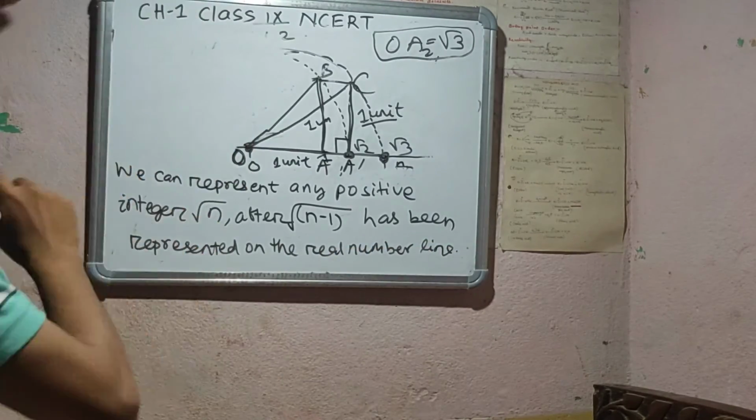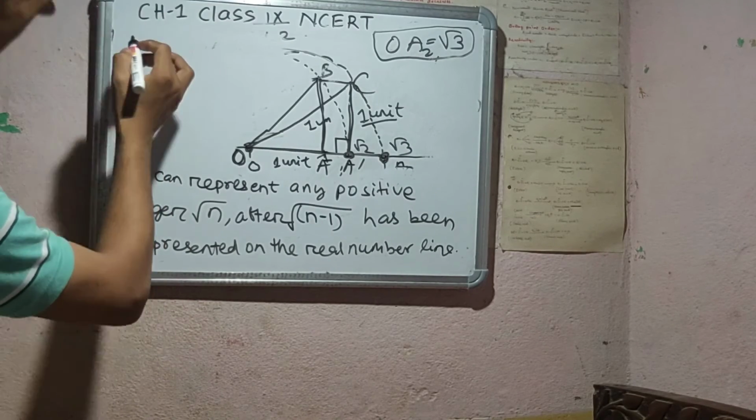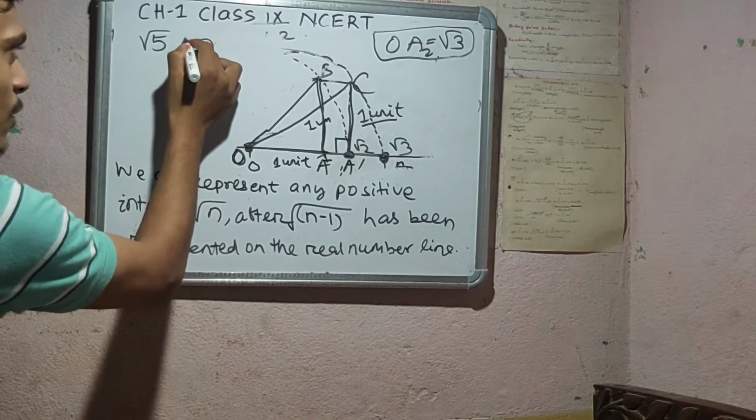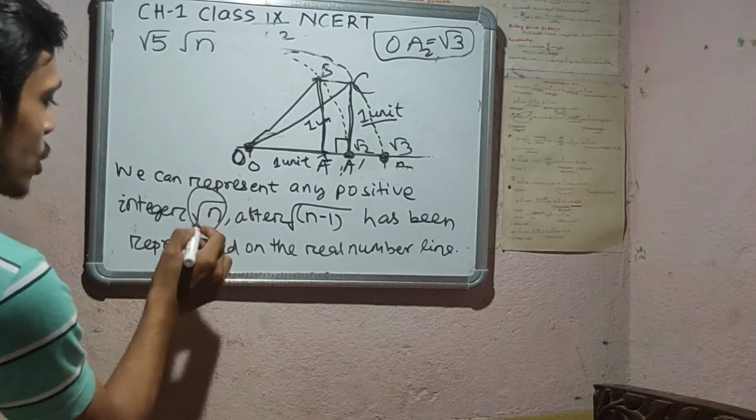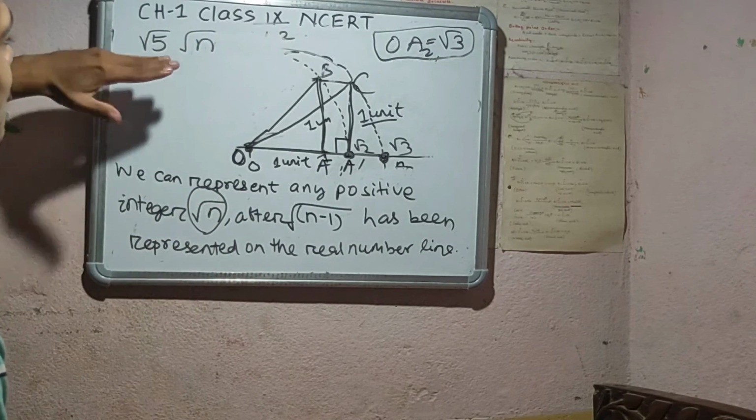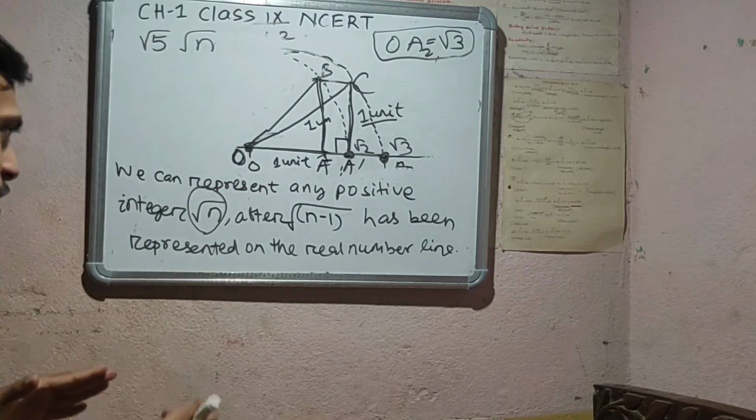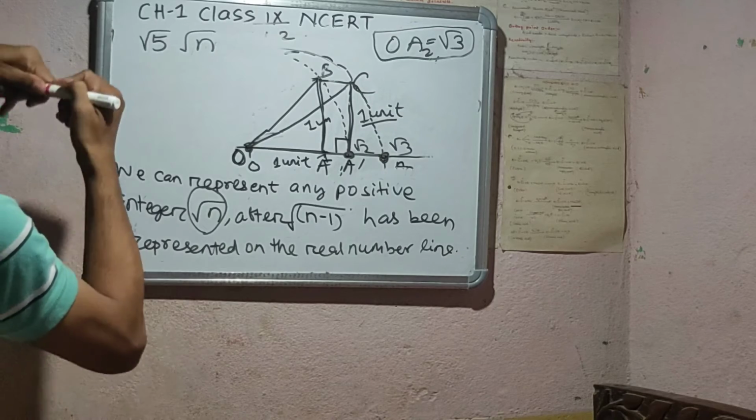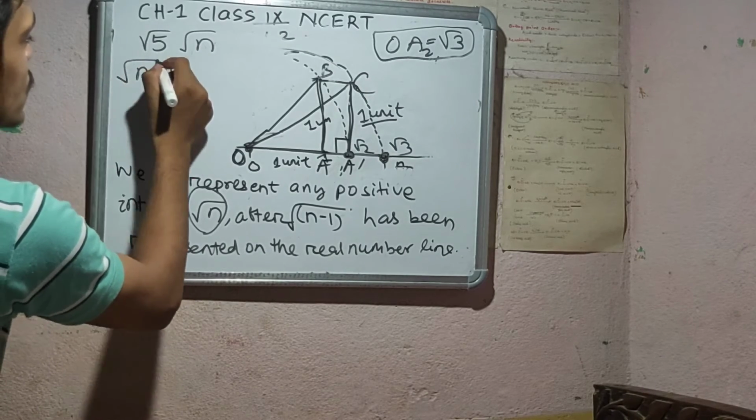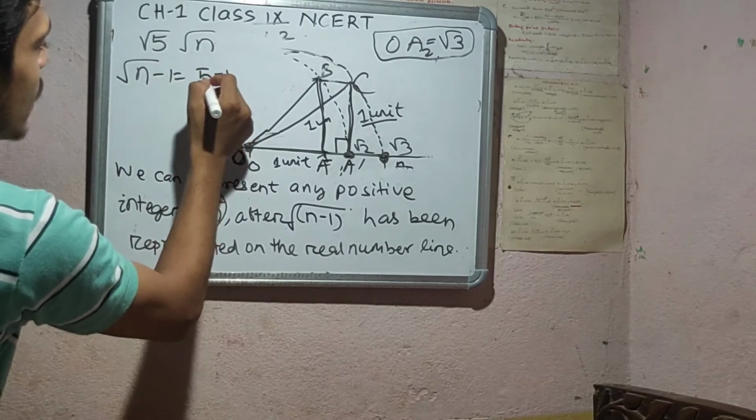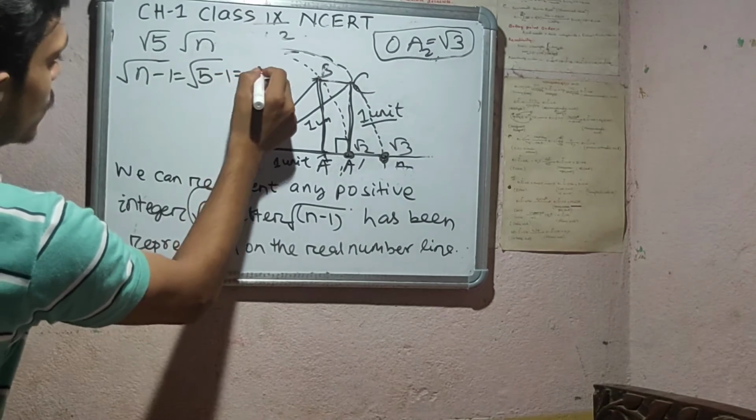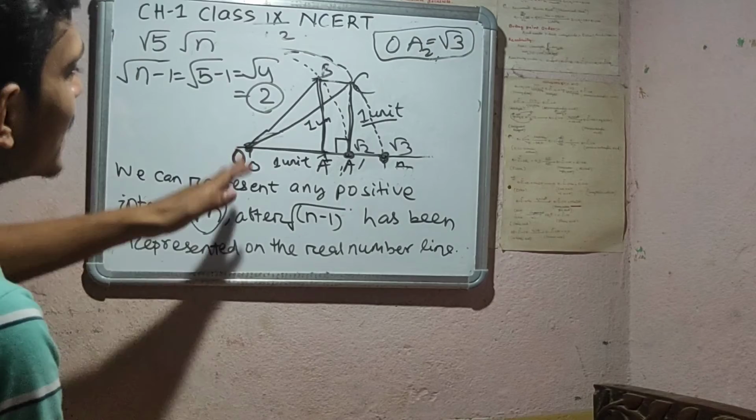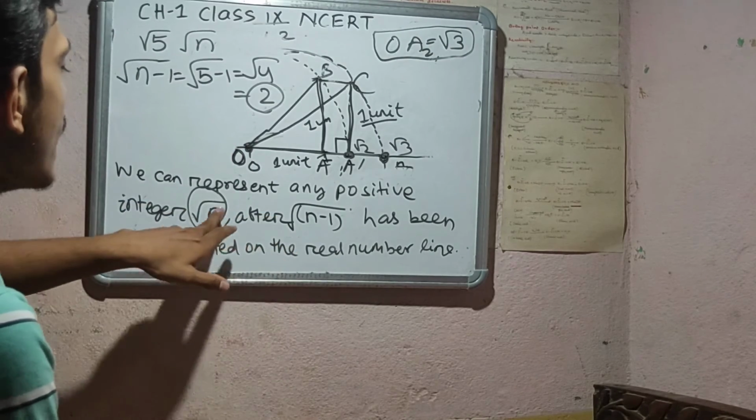See, suppose we have to represent the square root of 5. This is the form of square root of n. So we can represent root 5 on the number line after the square root of n minus 1 has been represented. N minus 1 means what? That is 5 minus 1, that is 4, whose square root is 2. If 2 is represented on the number line, then we can represent the square root of n on the number line.